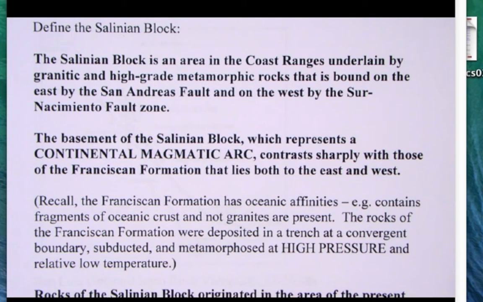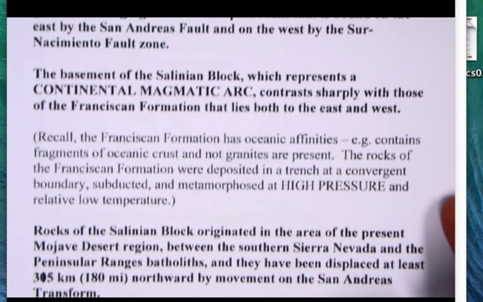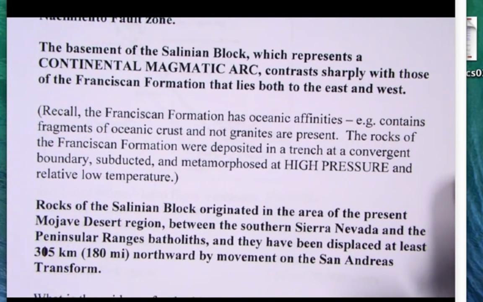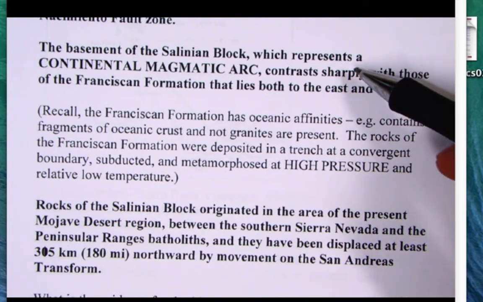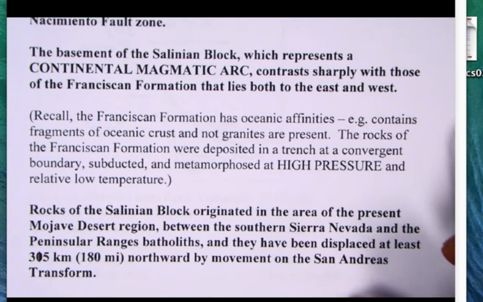The basement of the Salinian block, which represents a continental magmatic arc, contrasts sharply with those of the Franciscan Formation that lies both east and west. Remember the eastern block and the western block. So remember the Franciscan is an oceanic beast, right? Whereas the Salinian block is continental. So right away there's a fundamental difference there.